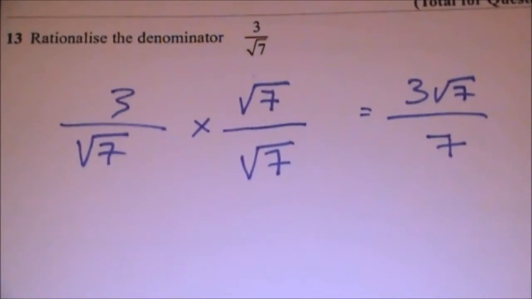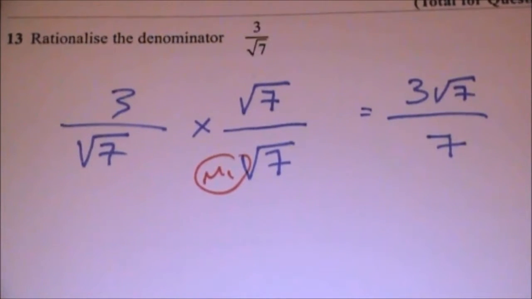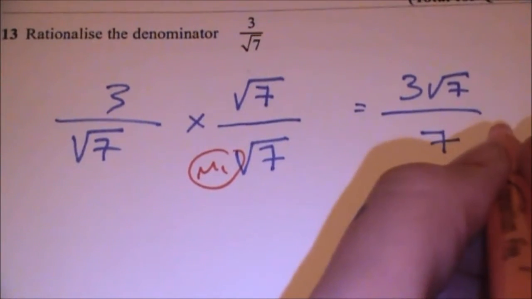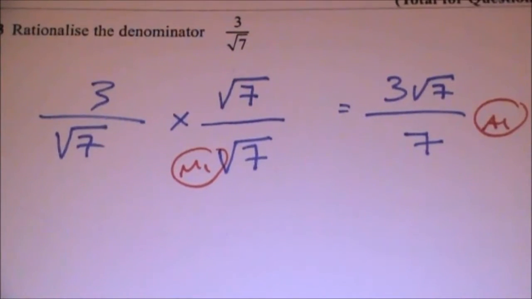And it's a 2-mark question. You get 1 mark here for showing that you know to multiply by the root as a fraction, and then you get your answer mark for having the right answer.